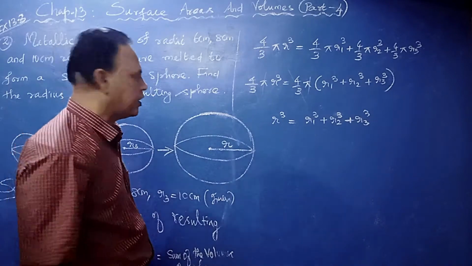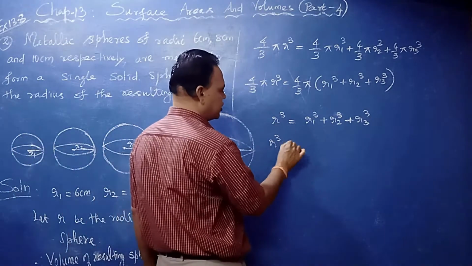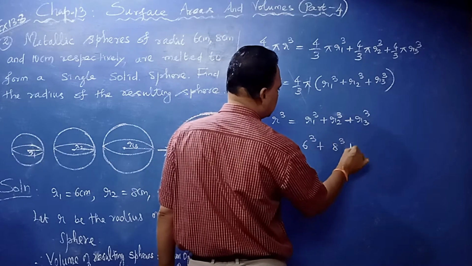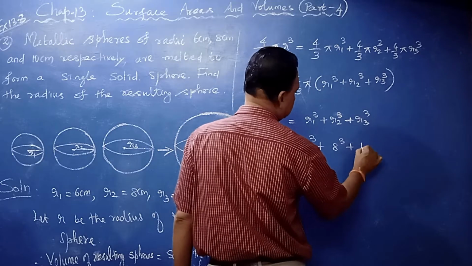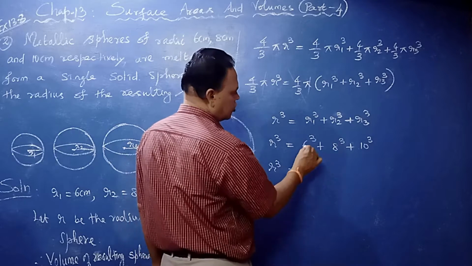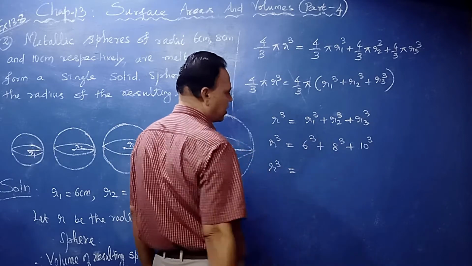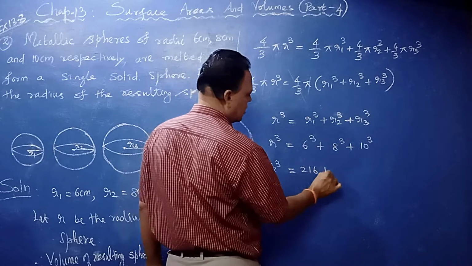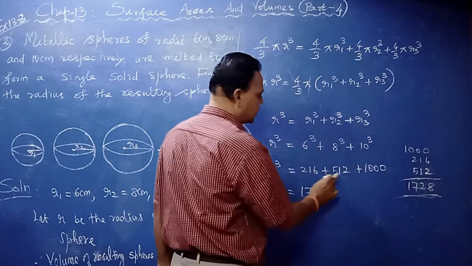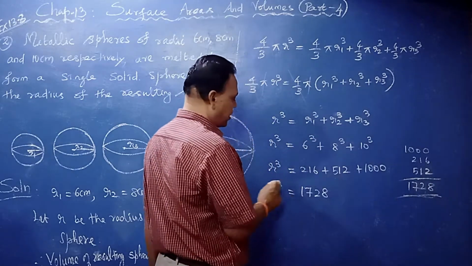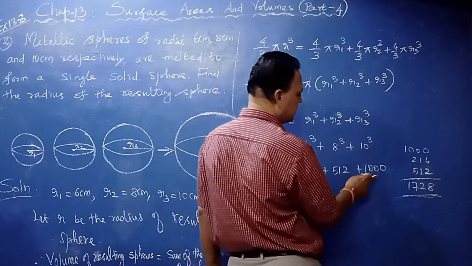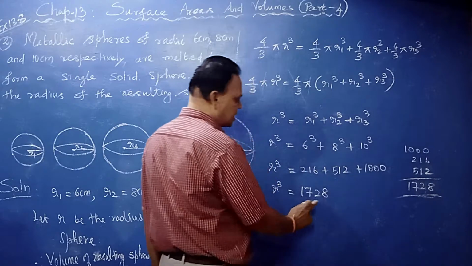Now you have to find out this r. So the left hand side you keep as it is. Right hand side, this is 6³, this one 8³, this one 10³. 6³ is 216, 8³ is 512, 10³ is 1000. Adding these three gives 1728.